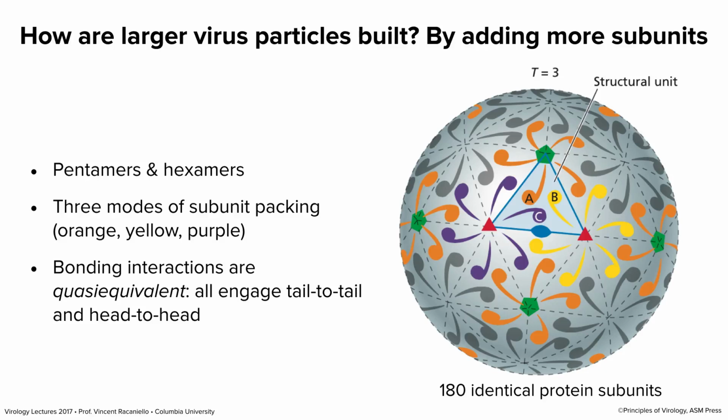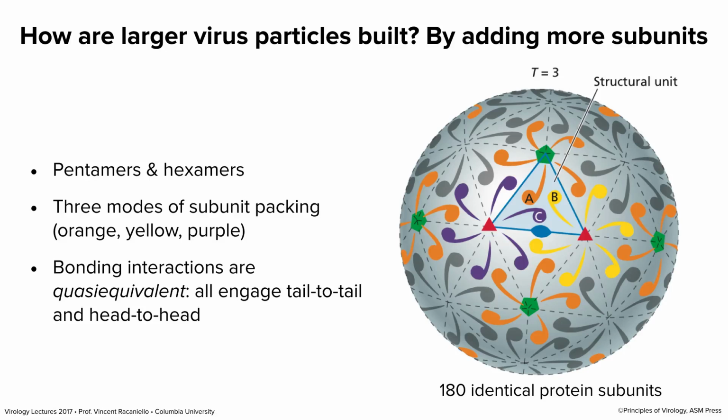Now, you can't tell by looking at this picture, because you all have head-to-head and tail-to-tail interactions. And so they're not exactly identical, but they're similar. And that's the only way that you can build these bigger viruses. We call this quasi-equivalent. The bonding interactions are quasi-equivalent, but they all engage tail-to-tail and head-to-head.